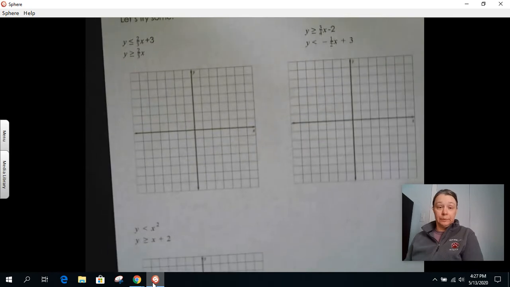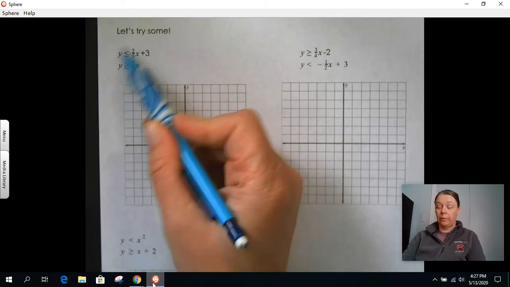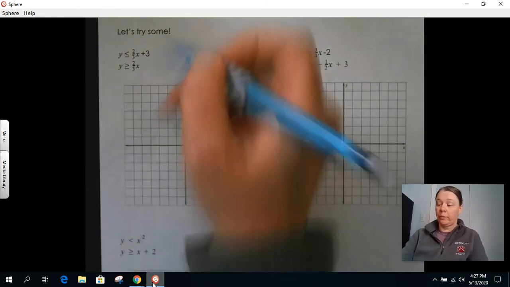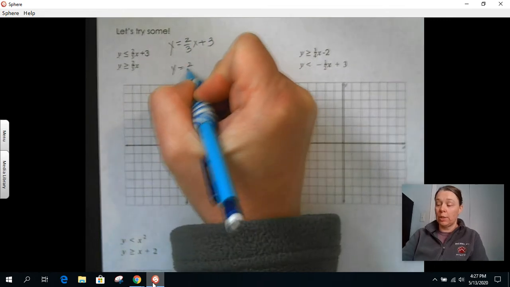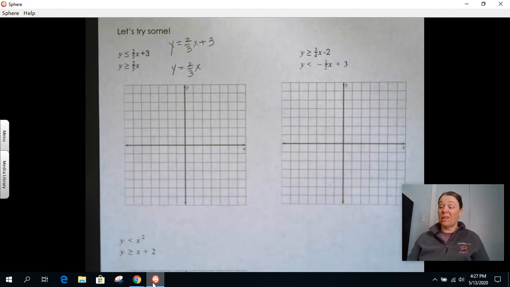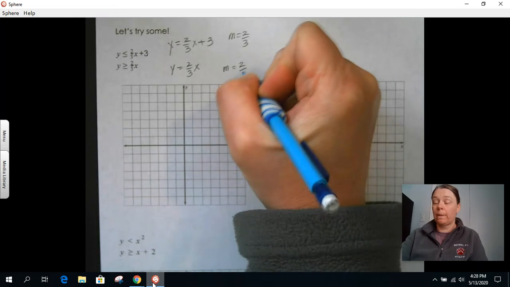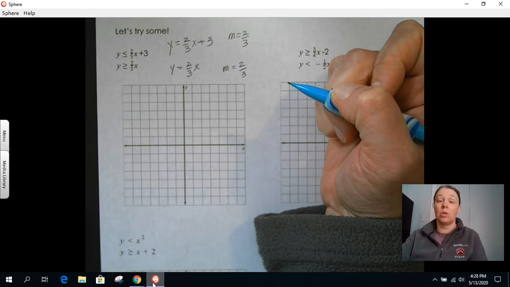Okay, so now we're going to try some. I want you to look at this first one. Before we even graph it, what do you notice about the slopes of these lines? We're talking about y equals 2/3 x plus 3 and y equals 2/3 x. Hopefully you notice that the slopes are the same in both equations. So my next question is, what does that mean about the lines? What do you remember from last semester about lines that have the same slope?